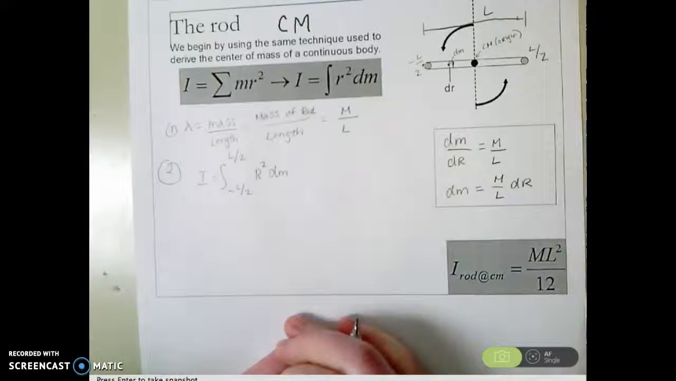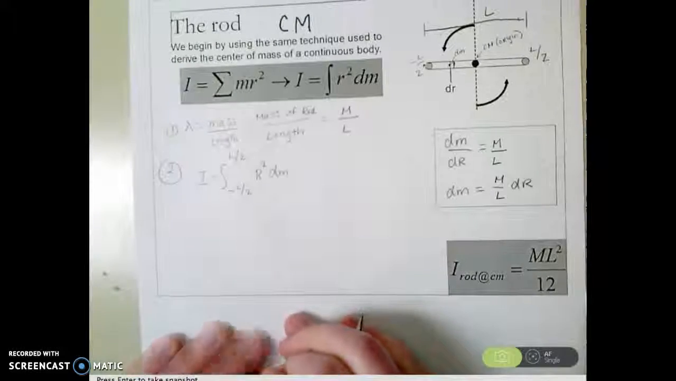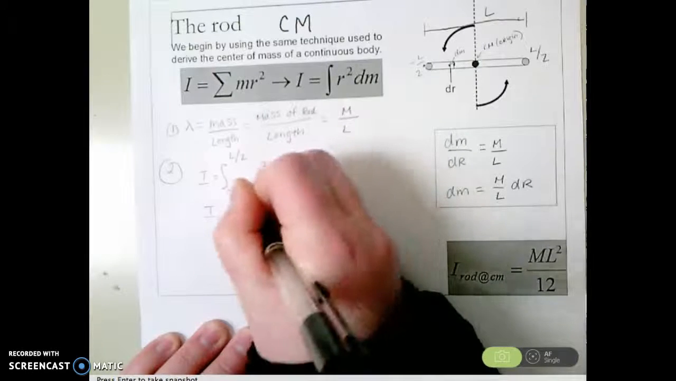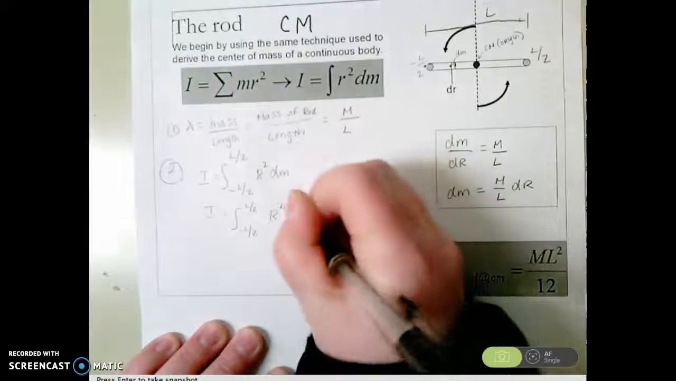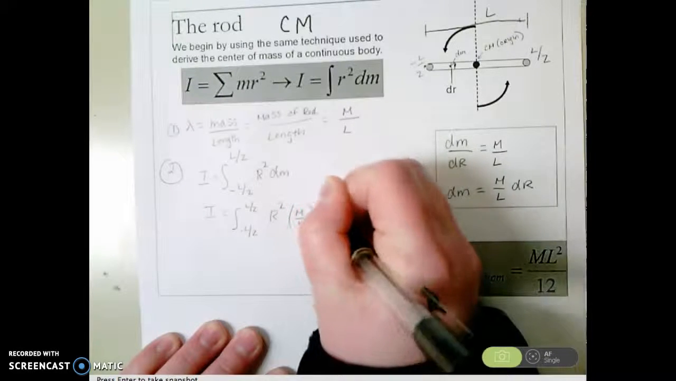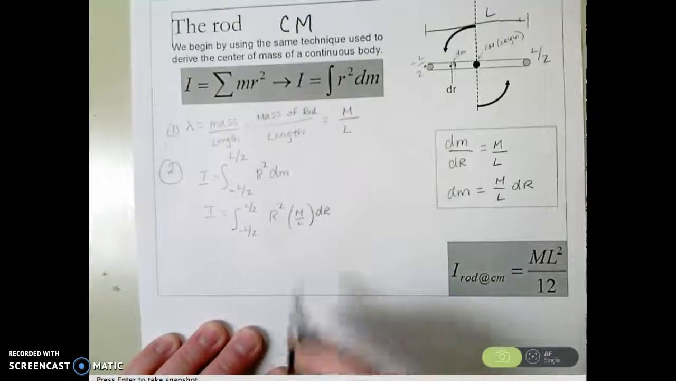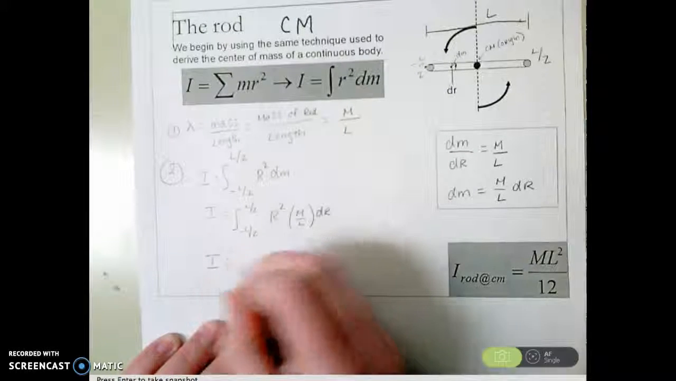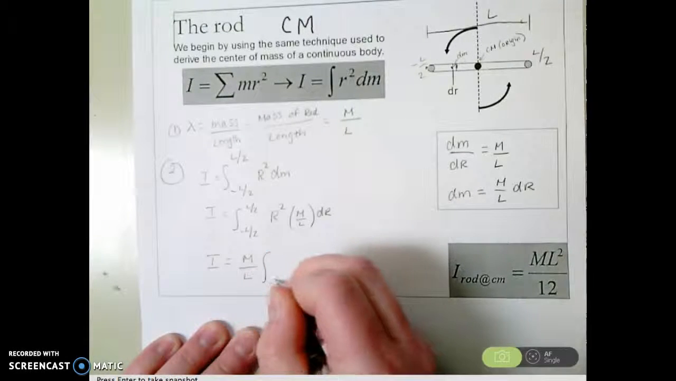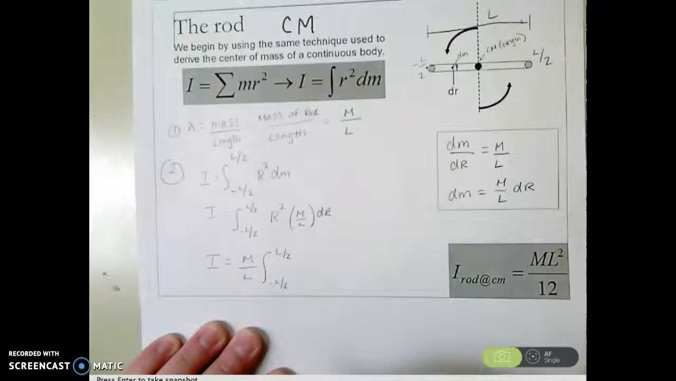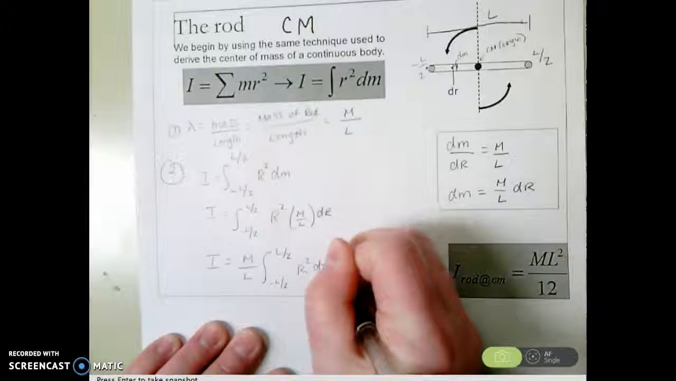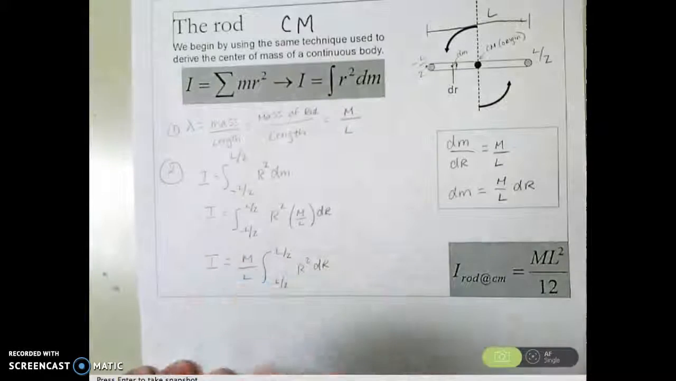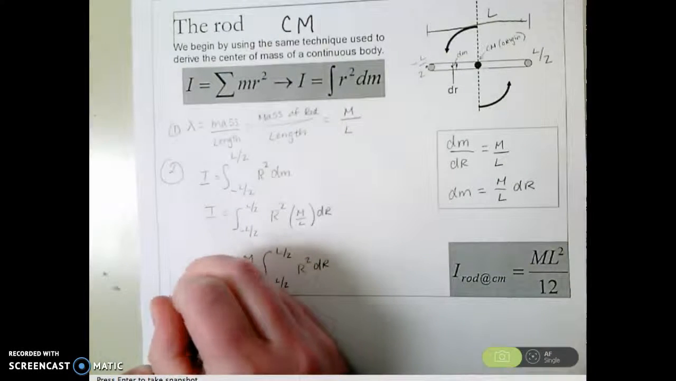So we can rewrite all of this as I is equal to the integral from negative L over 2 to positive L over 2 of r squared times m over L dr. And now we have things all in terms of dr. Because the mass of the rod and the length of the rod are constant, we can pull that out of our integral, and we have m over L times the integral from negative L over 2 to positive L over 2 of r squared dr. So that was step 3, setting that up in proper terms.